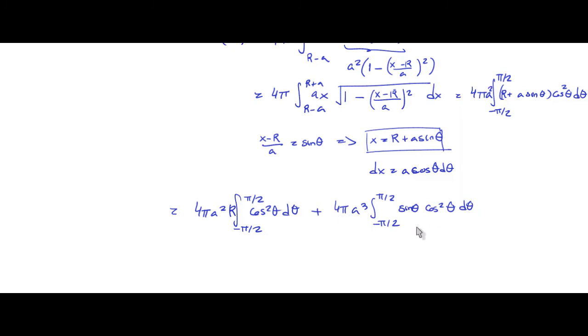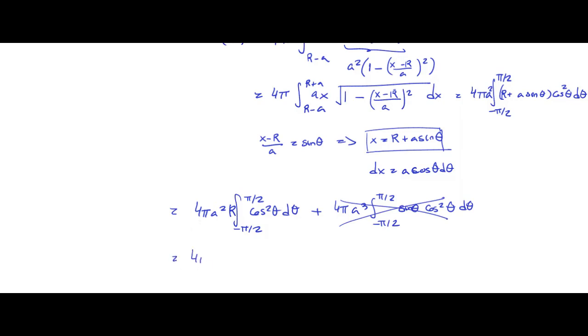Now this function is odd, right? If you take the sine of minus theta times the cosine squared of minus theta, it is equal to minus all of this, right? So we are integrating over an interval that's symmetric around 0. This integral is 0, okay? Check one of the exercises from unit 10 if you don't remember this. Okay, so we just need to compute this other integral, right?